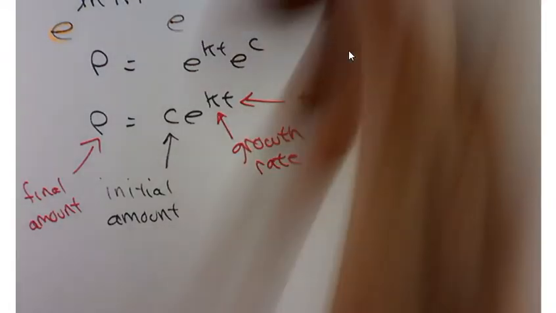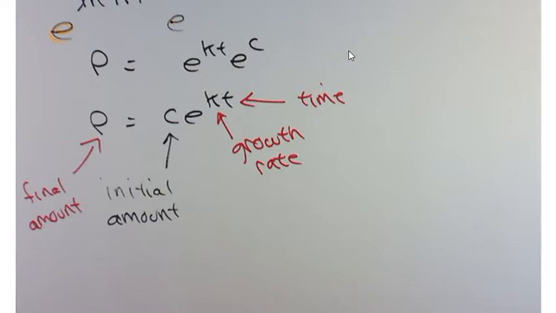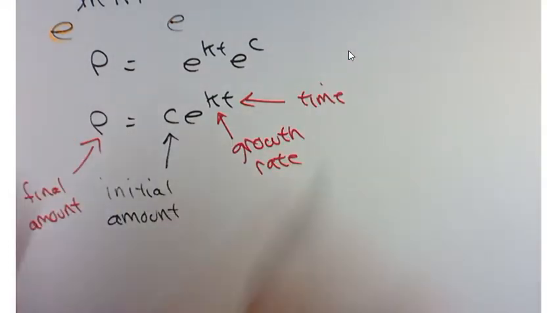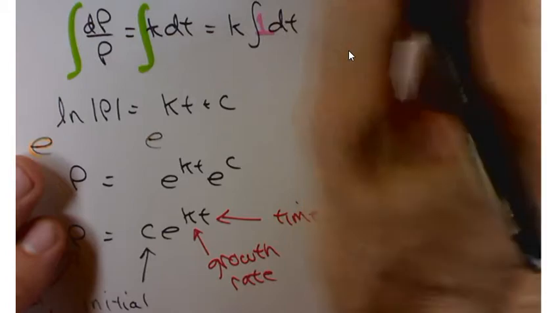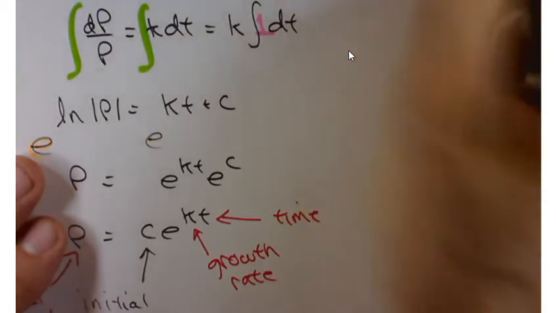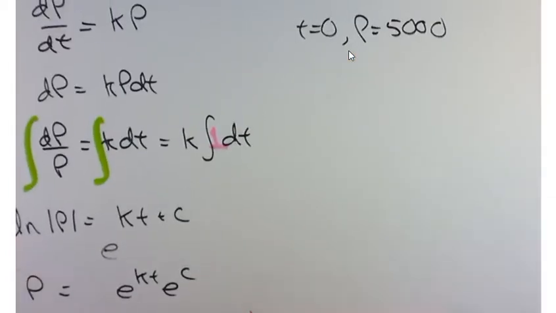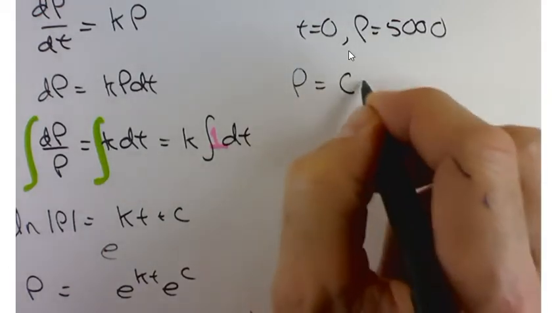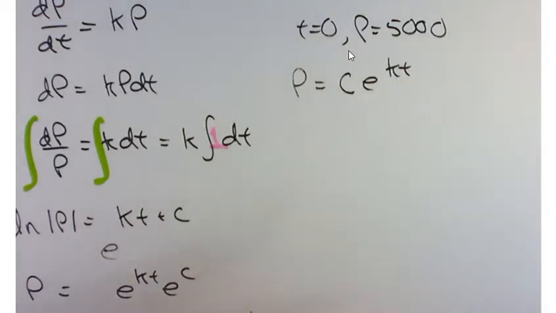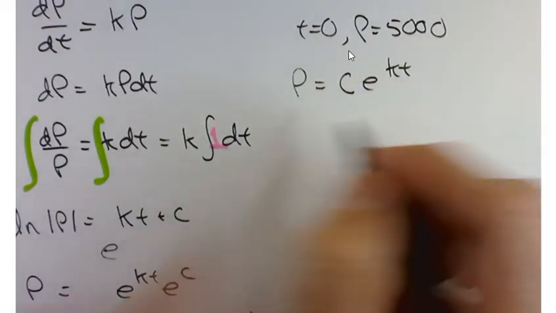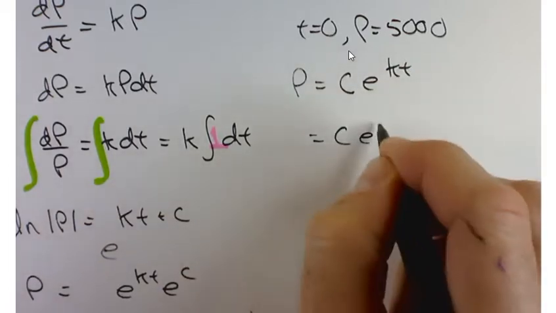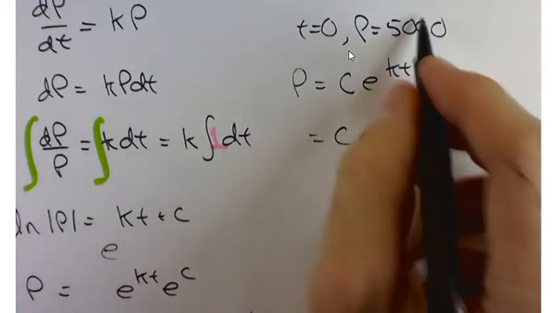Similar kinds of things will give you Newton's law of cooling, but there's a little bit more here. It tells us when t is 0, P is 5,000. So t equals 0, P equals 5,000. Let's plug that into our model. P equals C e to the kt. Okay. So if I plug in a 0 for t, C e to the k times 0, I get 5,000 for P.